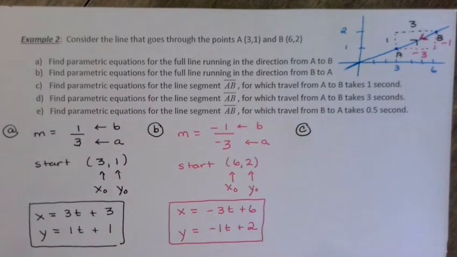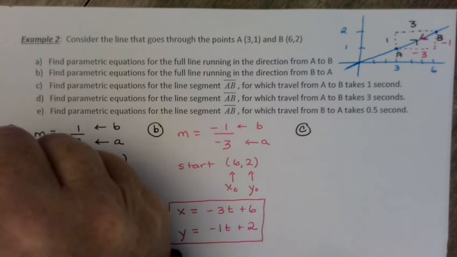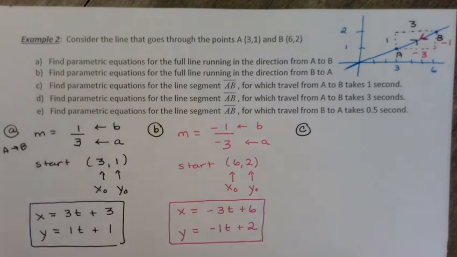All right, part C. Find parametric equations for the line segment AB, for which travel from A to B takes 1 second. I think we actually already have this mostly done. We are going from A to B. So we'd be looking here, right? This is when we were going from A to B. So we'd be looking at this pair of equations. And we'll just double check that going from A to B really does take 1 second.